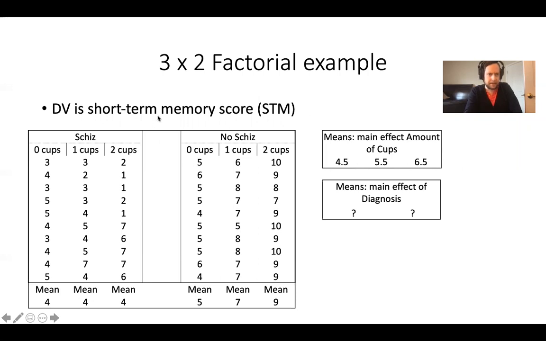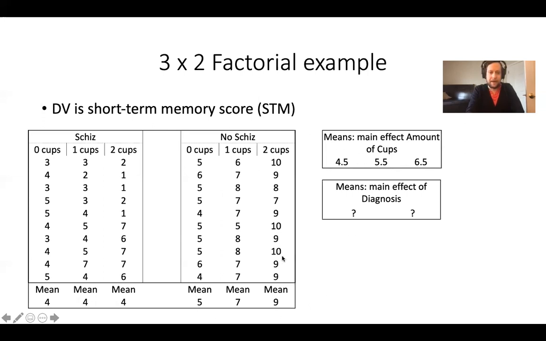Yeah, good. Excellent. Most people are getting that the answer is 4 and 7, which is exactly right. There are a couple of ways of getting that. The simplest way is you can see right here that for people with schizophrenia, no matter how much coffee they drink, their mean short-term memory score was just 4. So 4 plus 4 plus 4 divided by 3 is still just 4. This number right here would just be 4.